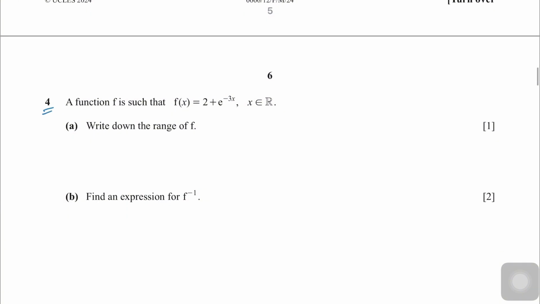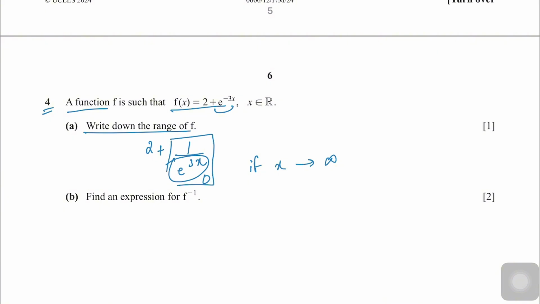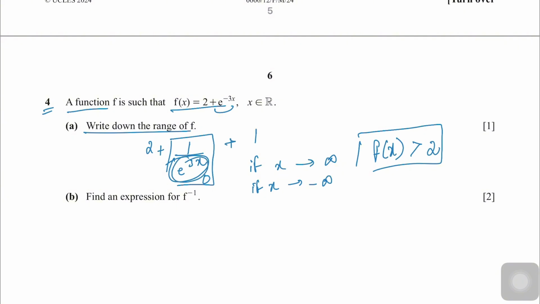Now moving on, we have our question 4. A function f is such that f of x equals 2 plus e power negative 3x. We need to write down the range of f. So if we look closely, we can write this as 2 plus 1 over e power 3x. If x approaches infinity, we get this as 0, but something would be added over here. So we have f of x as greater than 2 always. And if x is negative infinity, this would be positive and this would be added over here. So this e power 3x would be added.